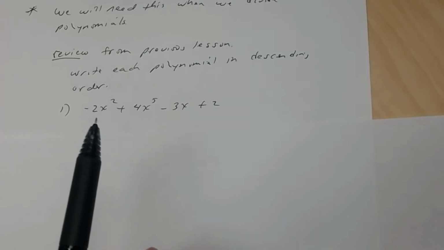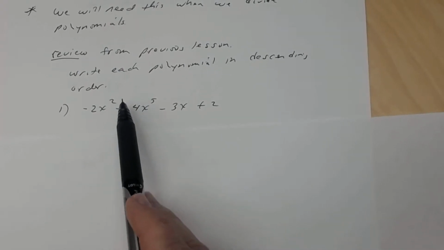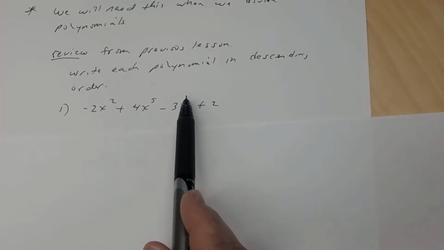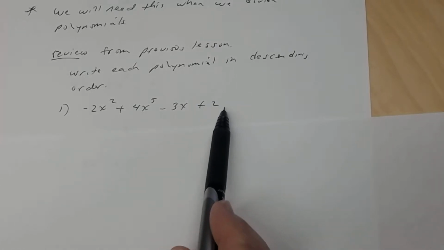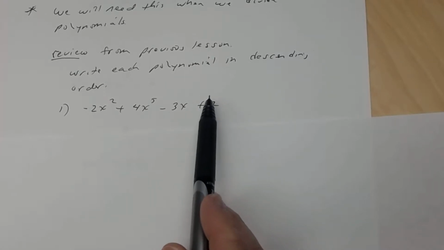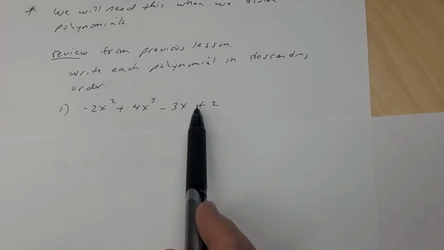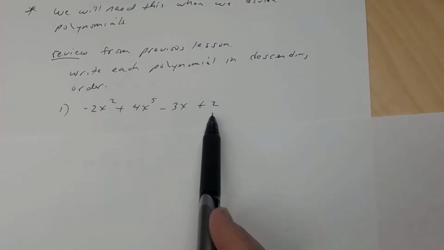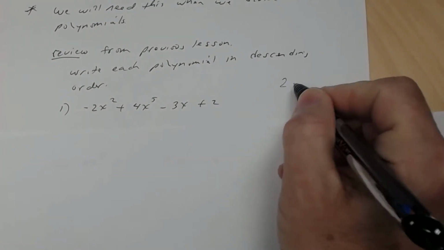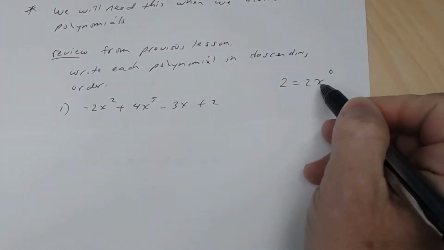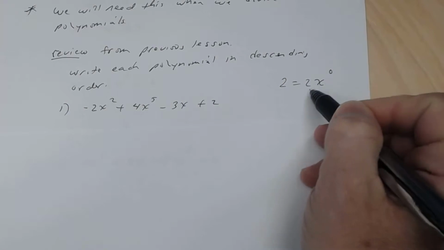Now, I need for you to remember, this exponent right here is 2, this exponent is 5, this exponent is 1. Now remember, a constant term, you've got to remember this, the exponent is 0, the degree. Remember we talked about degree, D-E-G-R-E-E, the degree is 0. Because remember, 2, you can write as 2x to the 0 power. And remember, x to the 0 power is 1. 1 times 2 is 2.